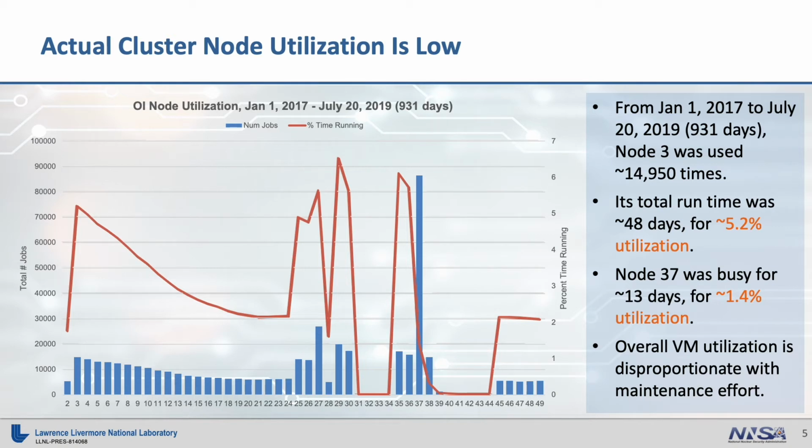For example, Node 3 processed almost 15,000 jobs, but it spent a total of only 48 days actually processing data, for a utilization of only about 5.2%. Node 37, with the huge blue spike in the graph here, was busy for about 13 days, for a utilization of about 1.4%. In fact, no node in the cluster exceeded 7% utilization. So you can see that the effort required to maintain these nodes is rather disproportionate to the amount of time they're actually processing data.